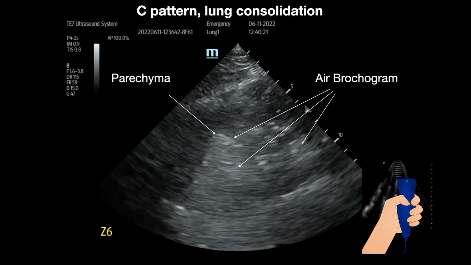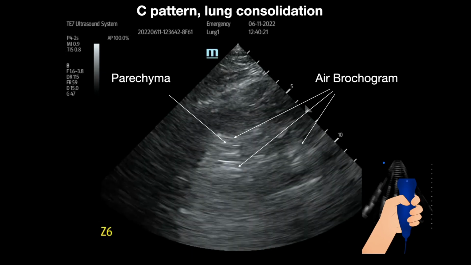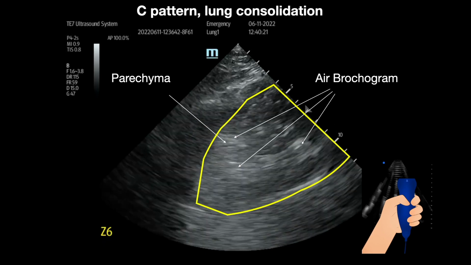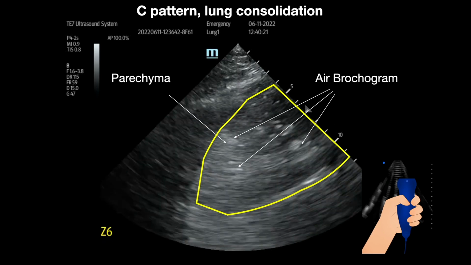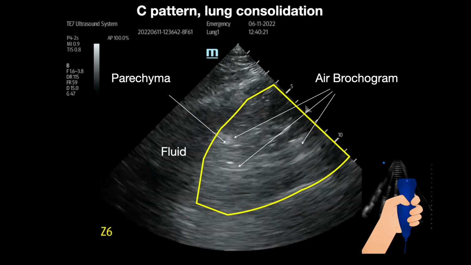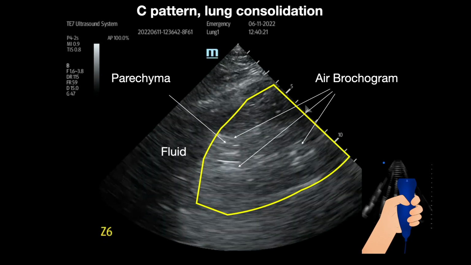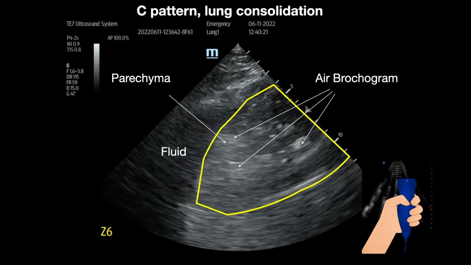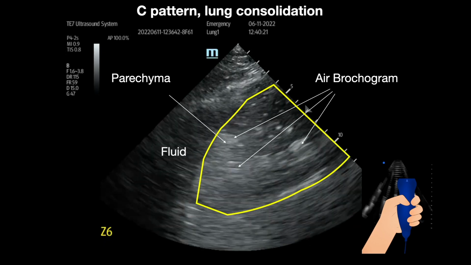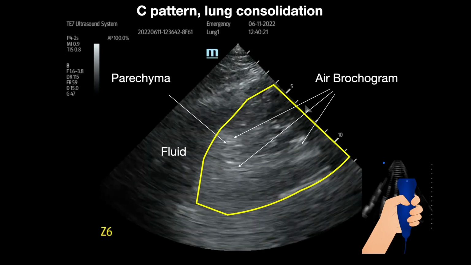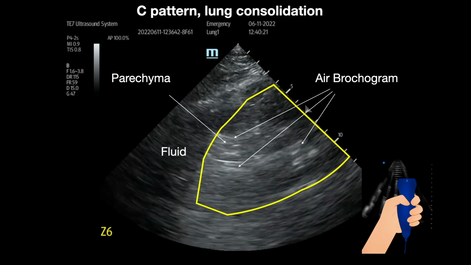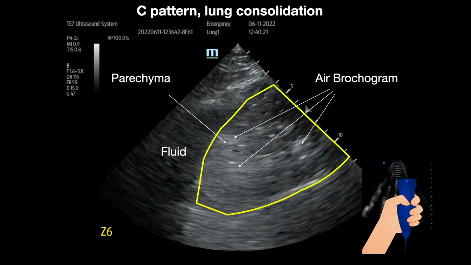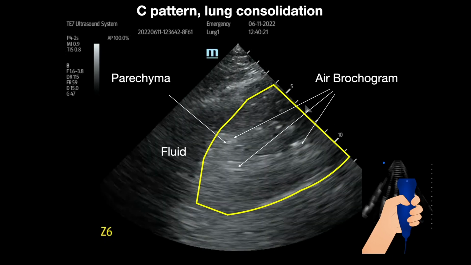And as you can see, now we can see the parenchyma, which is abnormal, instead of A lines. And now this is the parenchyma. We also can see fluid since the patient had a parapneumonic effusion. Another thing that you can see is that the lung is pulsating, and this is called lung pulse. We're going to have a chapter only for lung pulse.